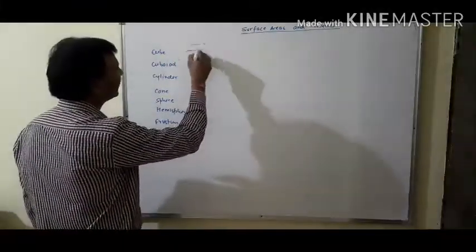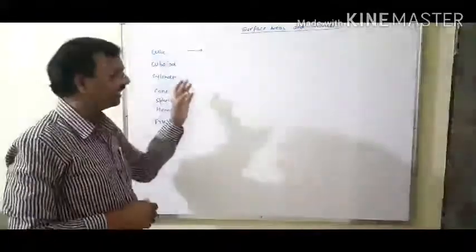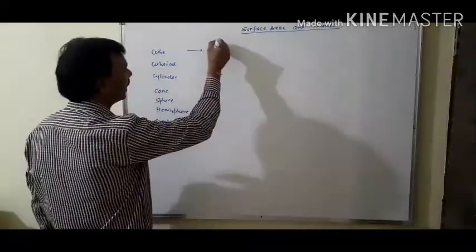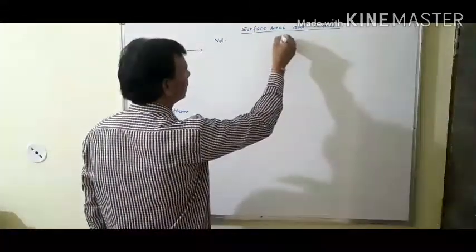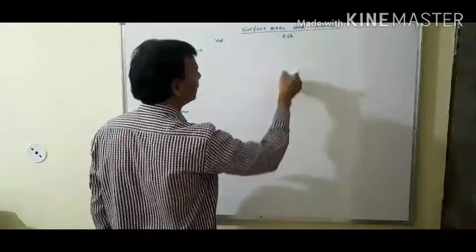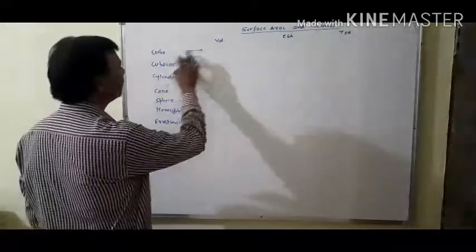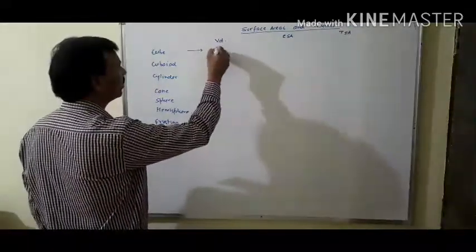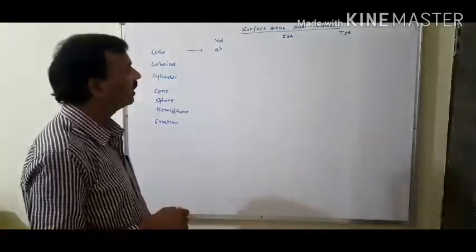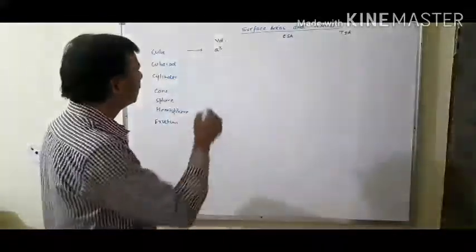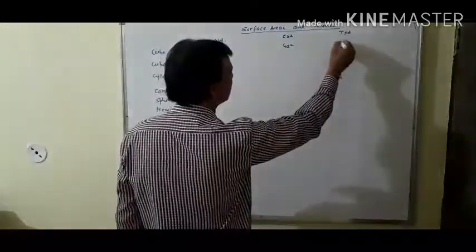Now this is so important: what is the volume of a cube, what is the surface area of a cube, etc. Here I write the volume of all figures, here the CSA of all figures, and here the TSA of all figures. Volume of cube is a cube, while the curved surface area, that is, leaving only the top and bottom, will be 4a square, while TSA of the cube is 6a square.